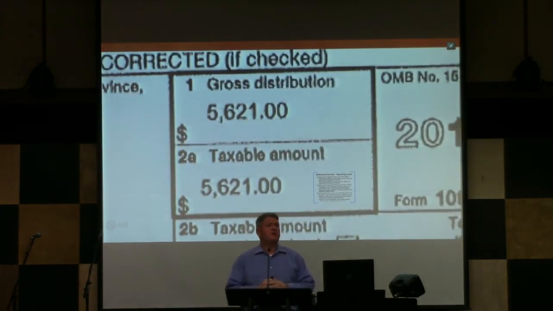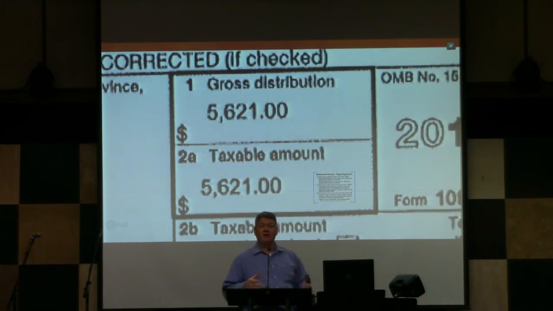But the main things we want to take a look at are what's going to happen in box 1 and box 2A. Box 1 is going to show the total gross distribution from the retirement account. That's going to be the amount from the plan directly to the recipient. What we want to take a look at is what amount, if any, is reported in box 2A. Box 2A is the amount that's going to be subject to income tax.